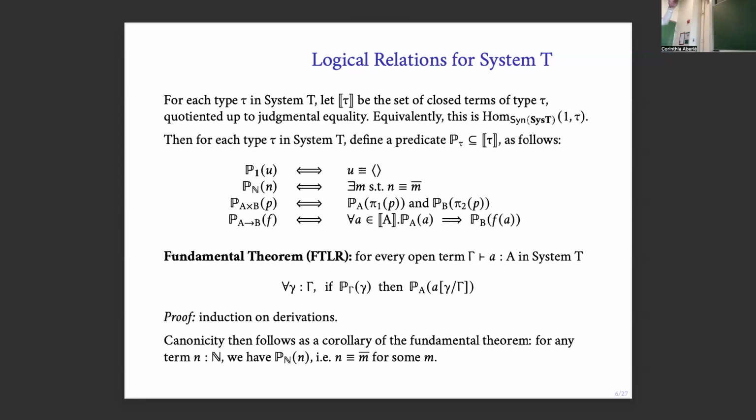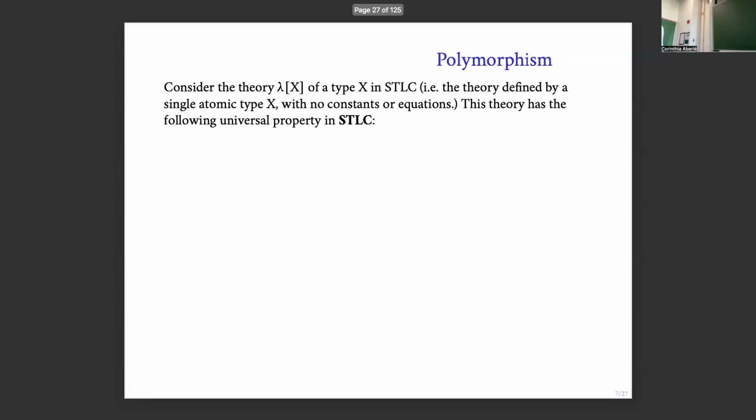Okay, and then just to note, canonicity follows as a corollary of this fundamental theorem, because any closed term of type N, you can just consider as an open term that depends on something of type unit, and then you have that the term must be in the predicate we defined for N, which was exactly what we wanted to show for canonicity. So great, that's a simple little logical relations argument.